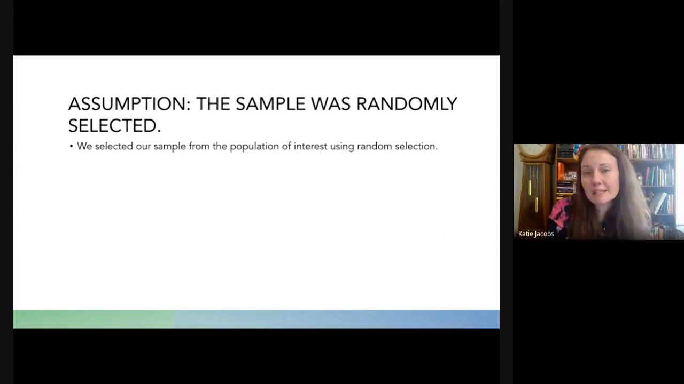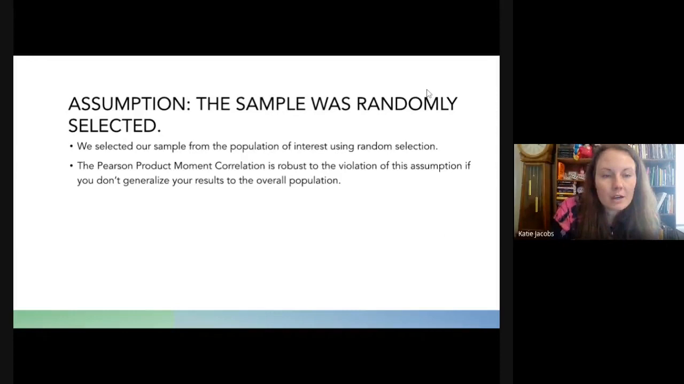To meet this assumption, you had to have randomly selected your sample. You had to use random sampling. If you did not do that, you violate this assumption. The Pearson product moment correlation, just like all the other analyses that we've learned so far, is robust to the violation of this assumption if you don't generalize your results to the overall population.